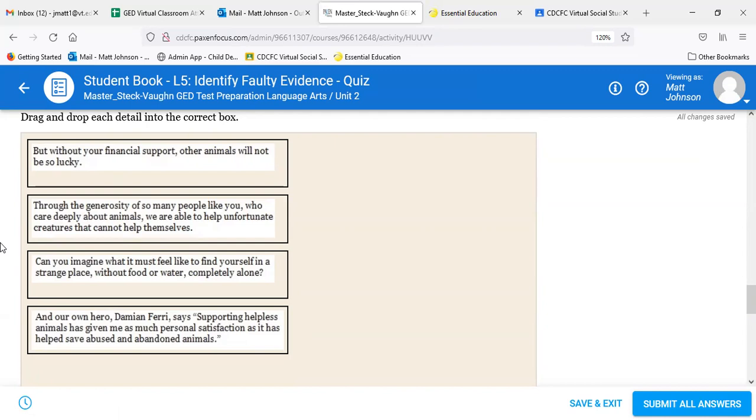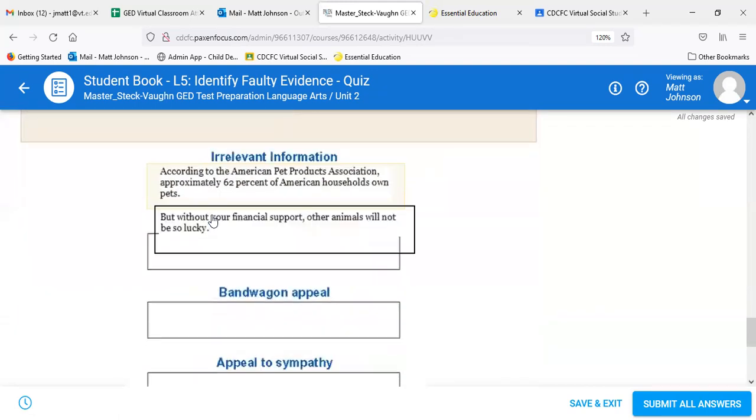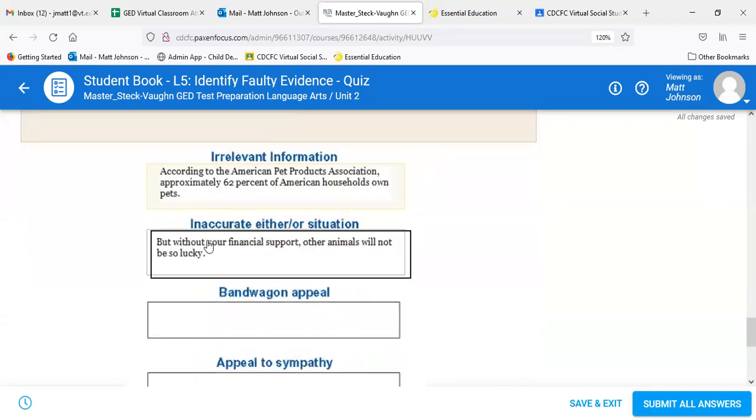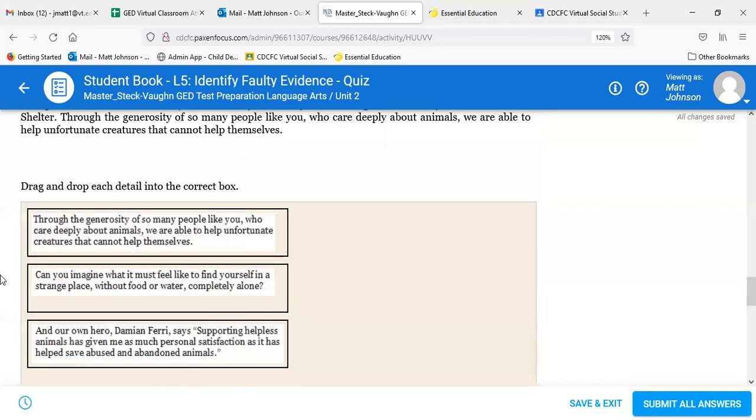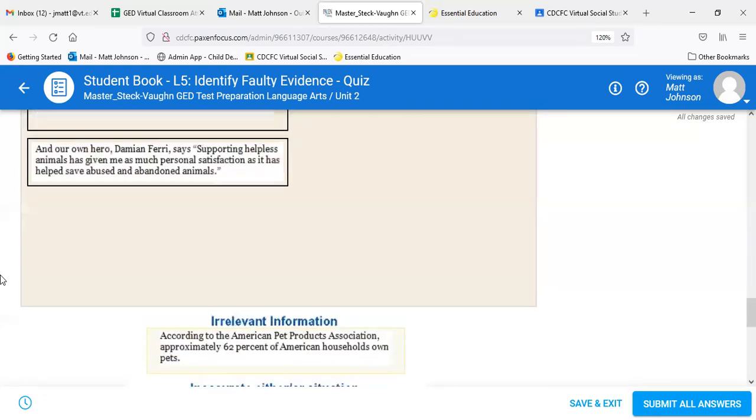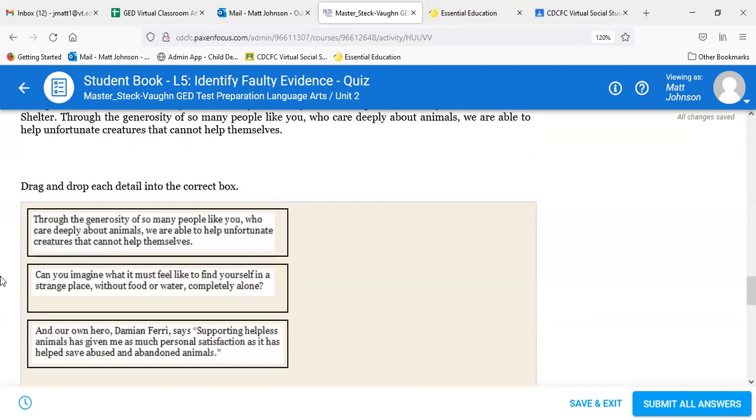But without our financial support, other animals would not be so lucky, right? That's an either-or. Either you help us or all the animals die, whatever it might be. It's that kind of idea, right? It's up to you to see these animals are given shelter and all that. So bandwagon appeal. What does bandwagon appeal look like here?